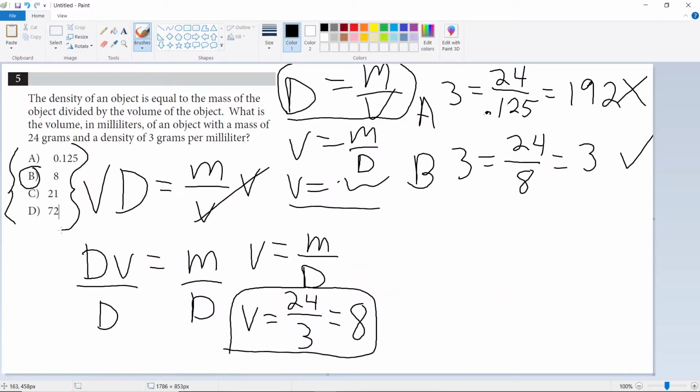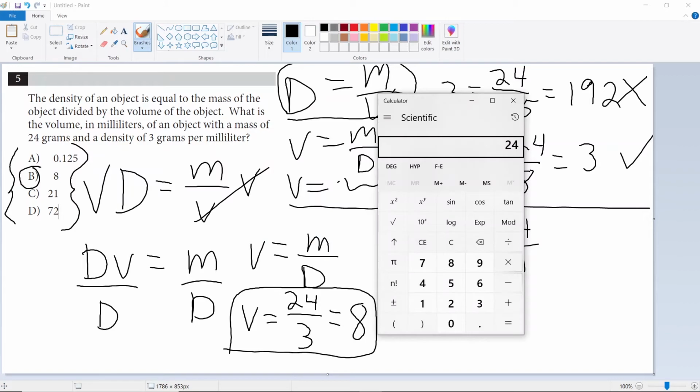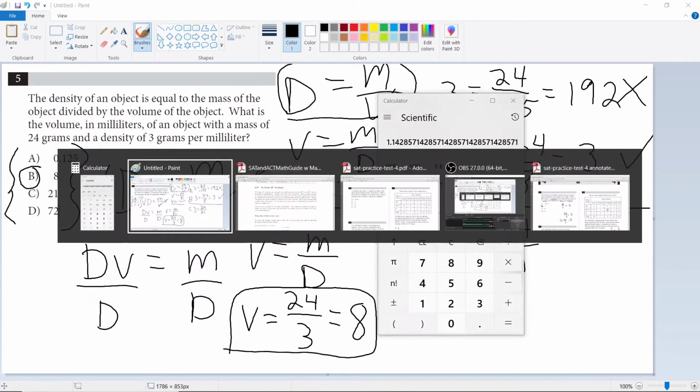But in this case, we're not just plugging in numbers we make up. We're plugging in the answer choices. So as soon as you find it, here's B. B worked. Circle B, bubble it in. Let's just check C and D, just because we're trying to make sure we understand this. All right, we have the density, 3 equals mass of 24 divided by, now this volume would be 21. Well, 24 divided by 21 equals 1.142857, and then it keeps repeating.